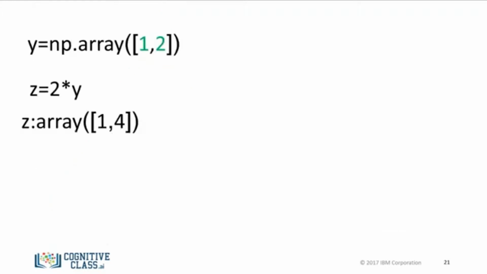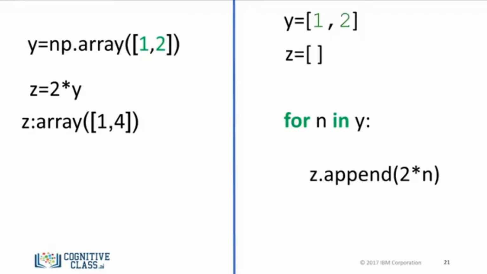Vector multiplication with a scalar only requires 1 line of code using NumPy. It would require multiple lines to perform the same task with Python lists as shown on the right side of the screen. In addition, the operation would also be much slower.